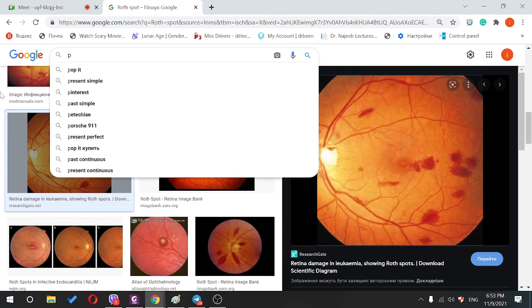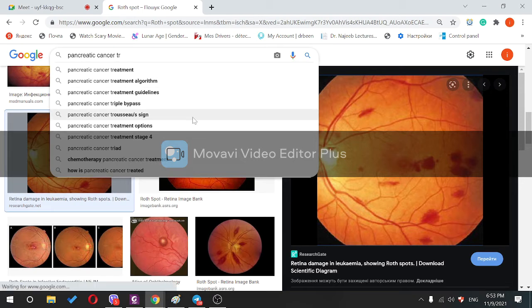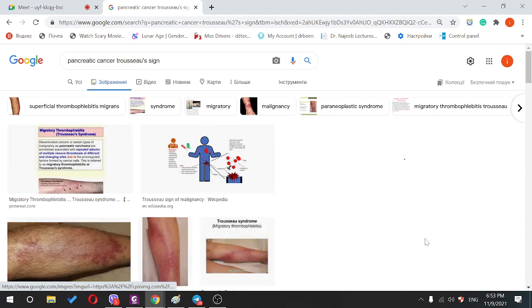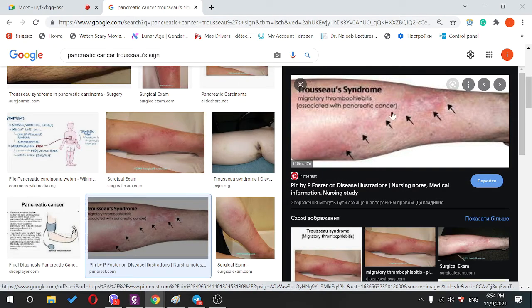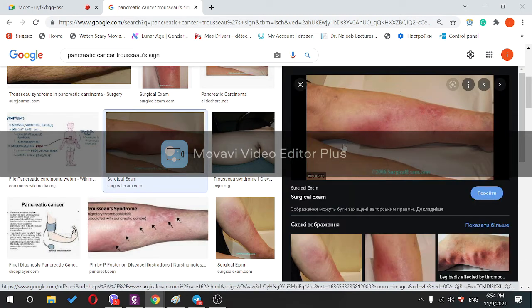Pancreatic, exactly. And pancreatic cancer. Yep. And it has something called the Trousseau sign. So what is this Trousseau sign? It's basically a combination of thrombophlebitis in the lower extremity, mainly due to a hypercoagulable state. It leads to this migratory thrombophlebitis. Okay, you must know about this.